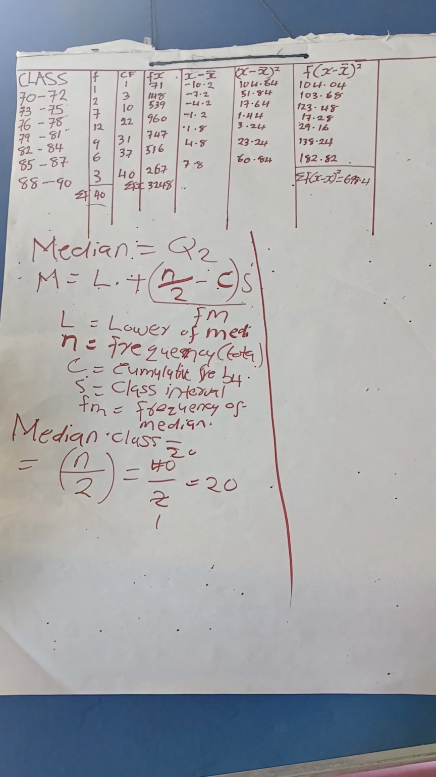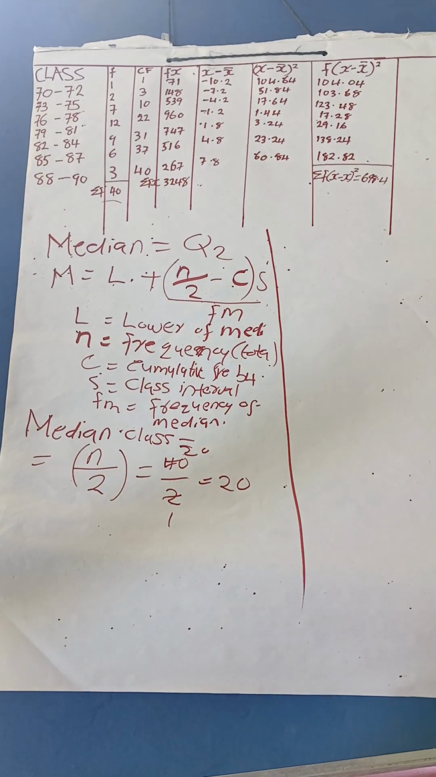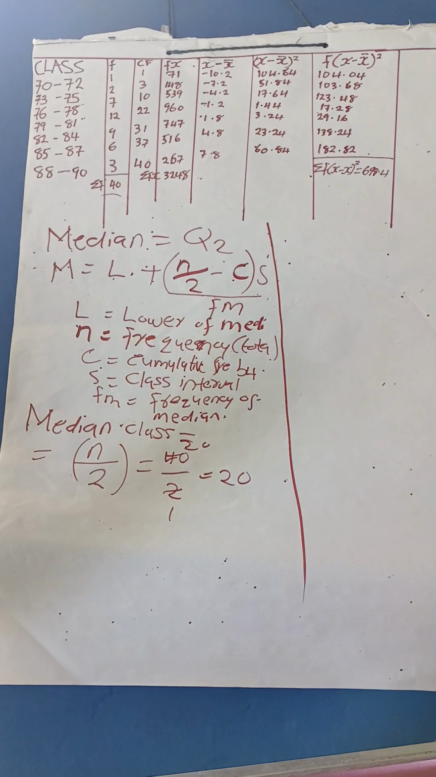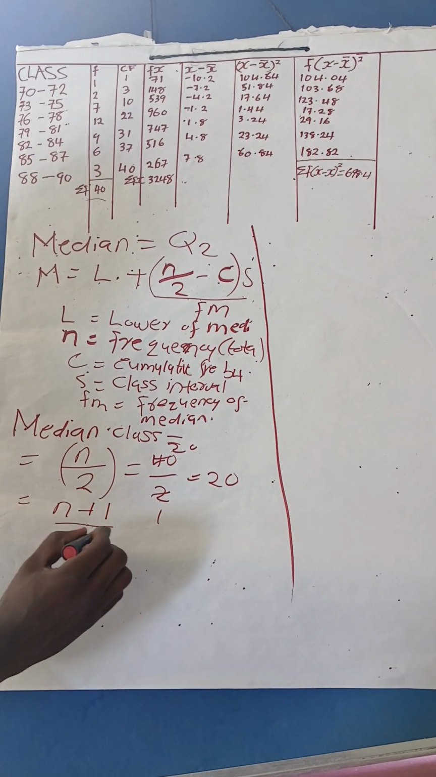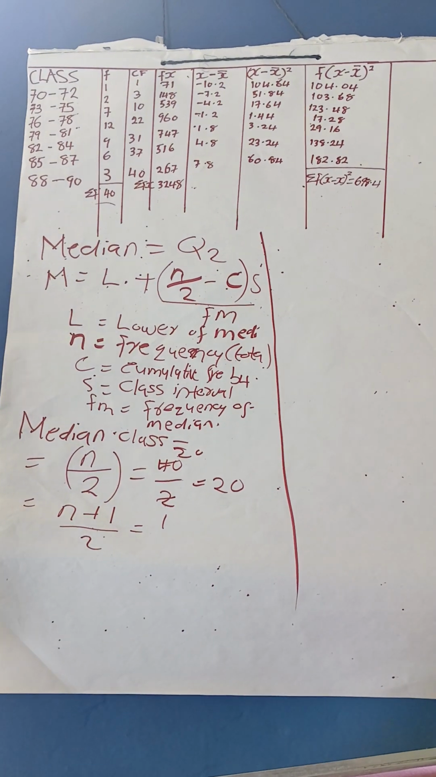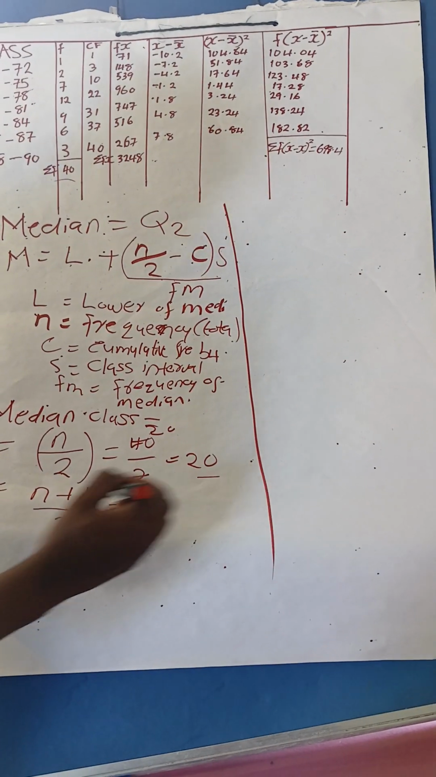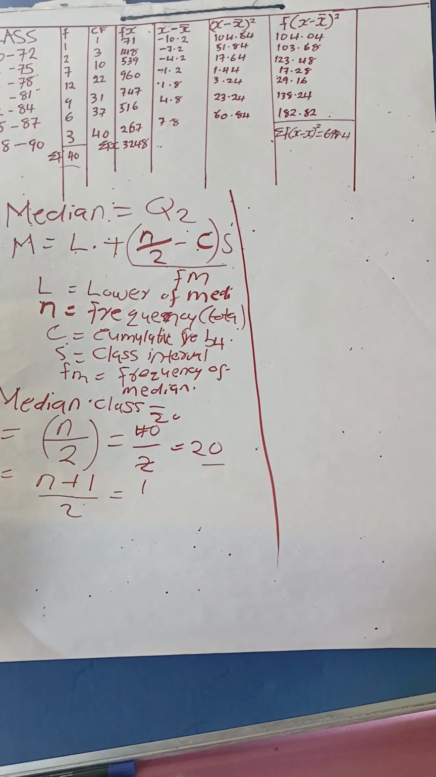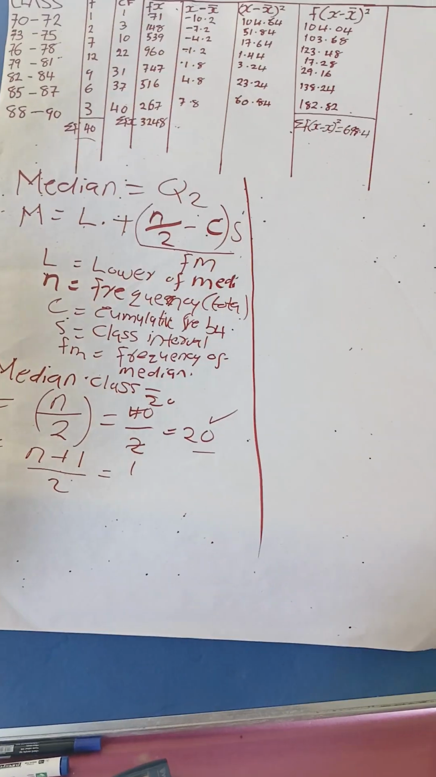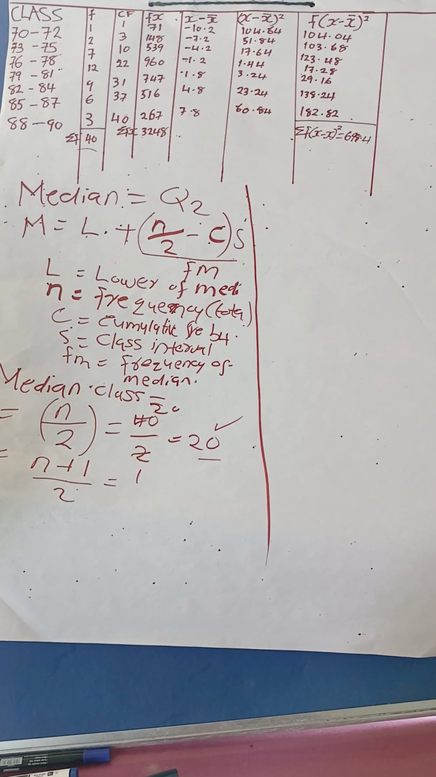Let me illustrate something. In case you see the total frequency is an odd number, let's say you have 41, use the formula n plus 1 divided by 2, so that decimals can be avoided. But not that one here. So we have 20 here, n divided by 2. Now this 20 is the one we are going to use to get the median class.